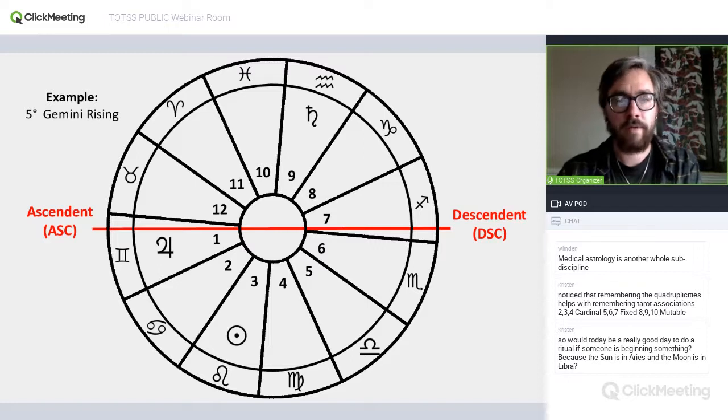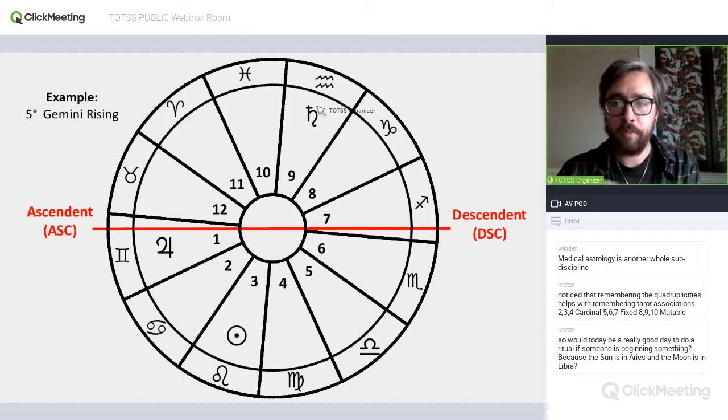All right, so just a couple of examples here. So this would be about 5 degrees of Gemini rising, right? So the ascendant here is intersecting Gemini at about 5 degrees into the sign. So Gemini is rising here, or Gemini is the first house. Now Jupiter is in Gemini. It's a little below the horizon right here, but Jupiter would be in the first house in Gemini.